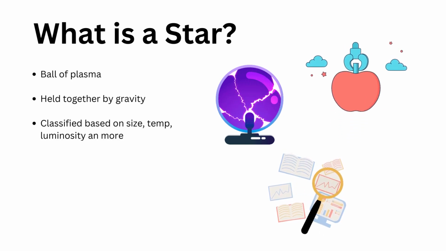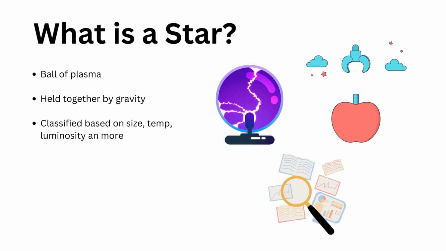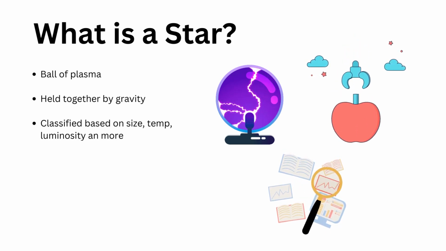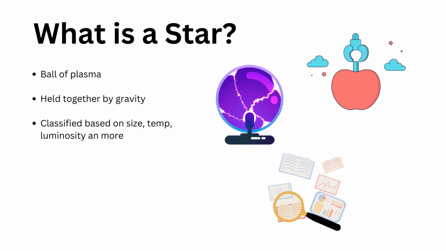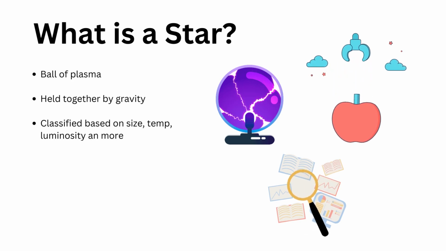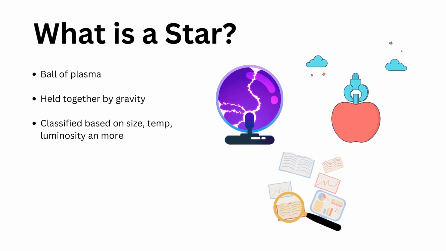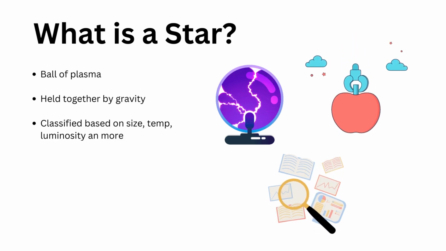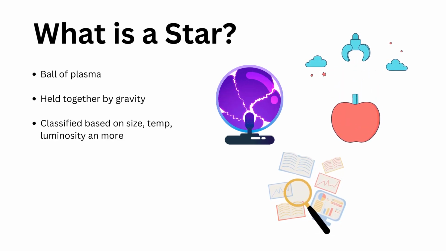Stars come in different sizes, temperatures, and colors, and are often classified based on their spectral type, luminosity, and temperature. Stars are a fundamental component of galaxies and play an important role in the evolution of the universe. Our own sun is a star, and it is the closest star to Earth, providing us with light and heat essential for life on our planet.